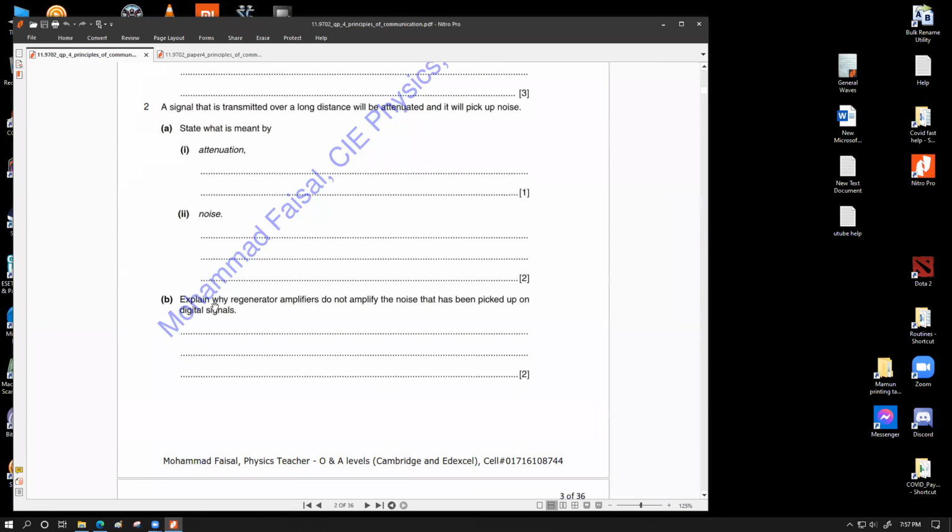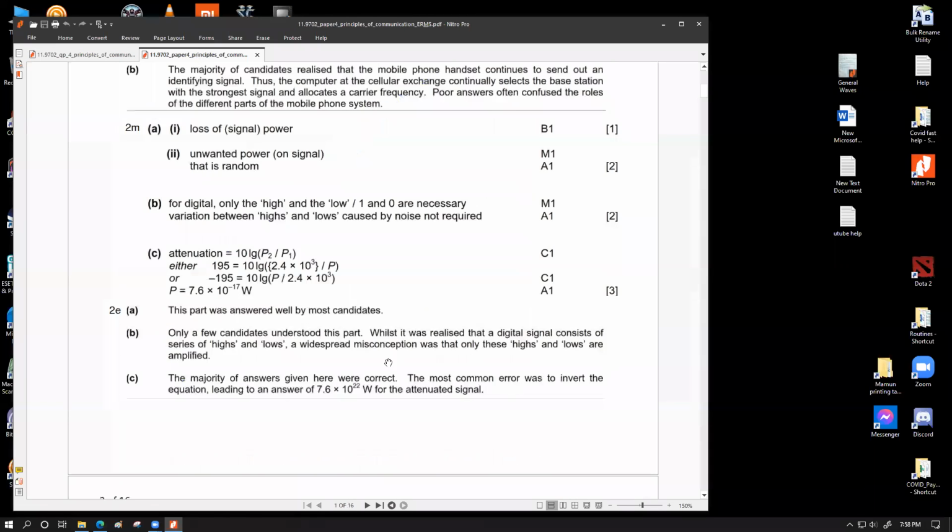In question B, it says explain why regenerator amplifiers do not amplify the noise that has been picked up on digital signals. Because regenerator amplifiers basically recreate the whole signal using their own voltages while observing the input signal. So the mark scheme language goes like this: for digital, only the high and the low, or 1 and 0, are necessary. Variation between highs and lows caused by the noise is not required. So this is basically the type of language that the examiners would like to have.